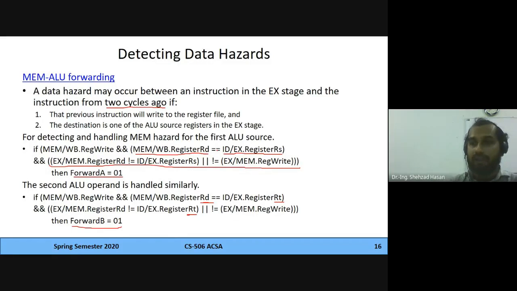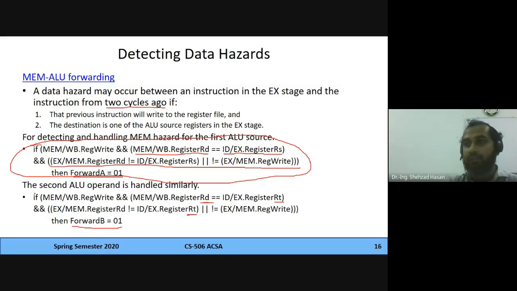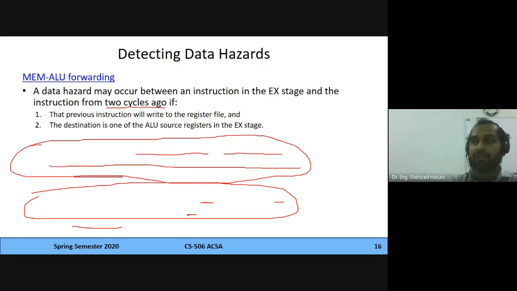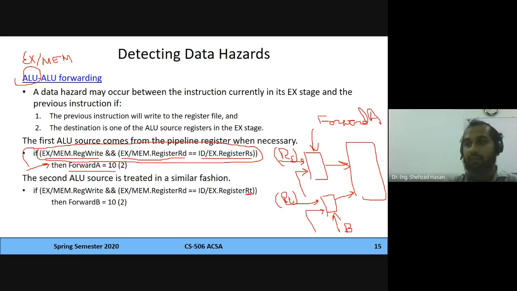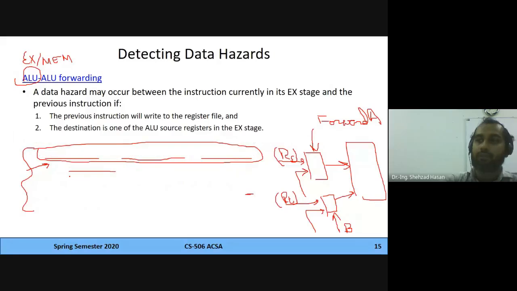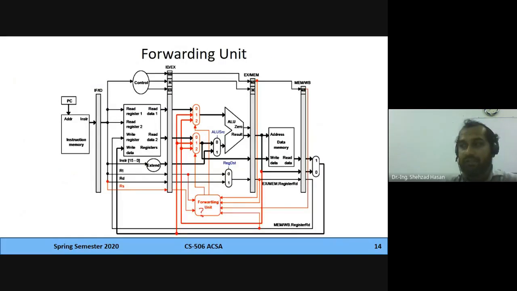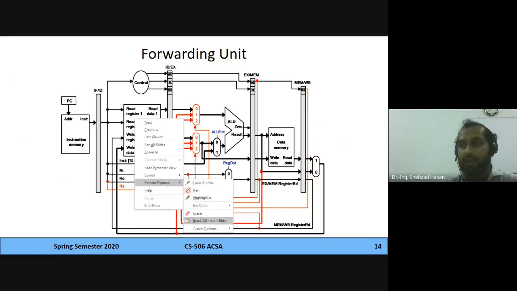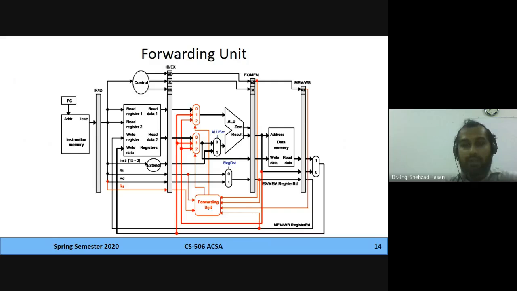So you have to actually find out these conditions, all of these. This is the main thing. These conditions and the ones in the previous slide. So if you're going to design the forwarding unit, what you have to do is pass these values to the forwarding unit, and internally in the forwarding unit, you are going to have some comparators which are going to check the code.